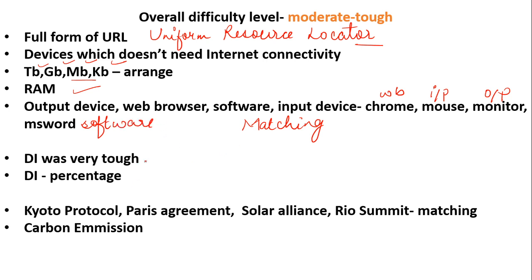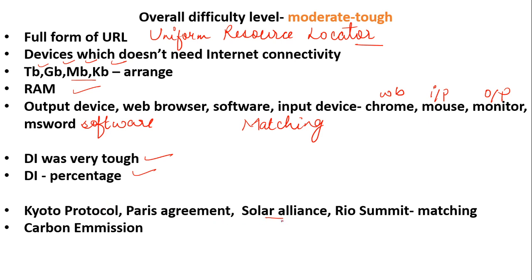She said that DI was very tough. See, I haven't written this. These are the direct words that she has given me and I've copied here. Also, she said that DI was percentage based but was quite tough. One question was a match the following from people and environment. What was there? Kyoto Protocol, Paris Agreement, Solar Alliance, Rio Summit. You know, Solar Alliance is between India and France. India started it. So there was this matching question that was asked.